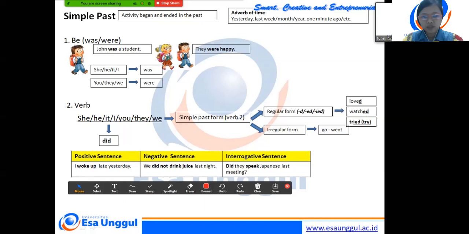The interrogative sentence, did they speak Japanese last meeting? If yes, you can say, yes, they did. If no, no, they did not, or no, they didn't.